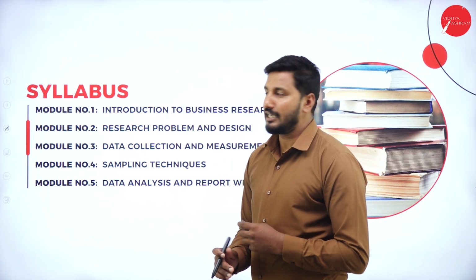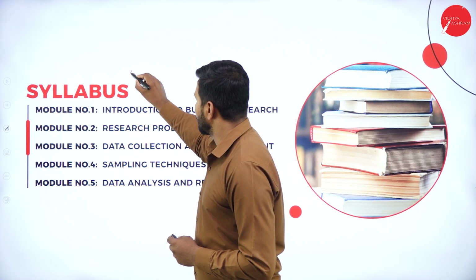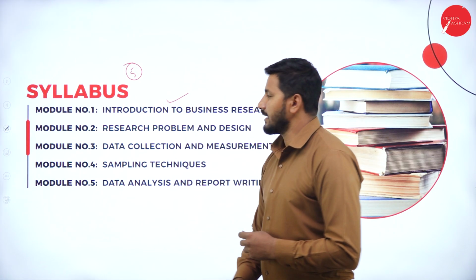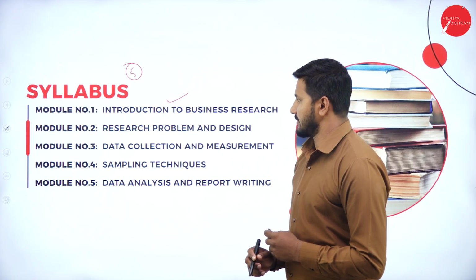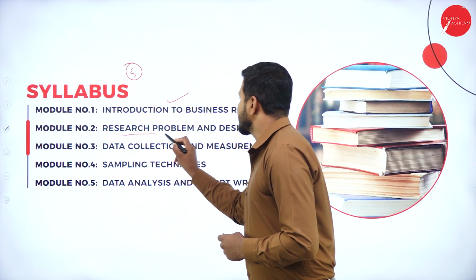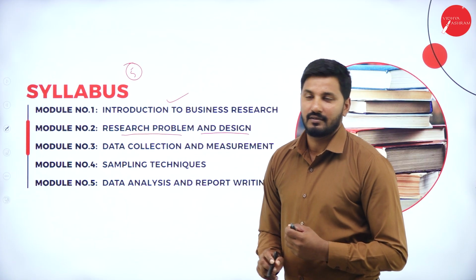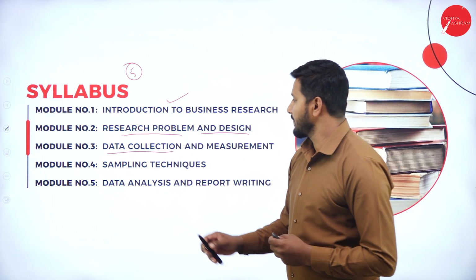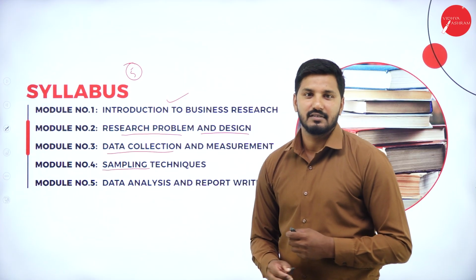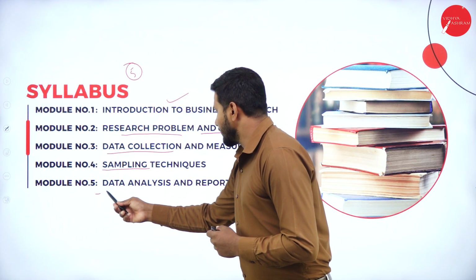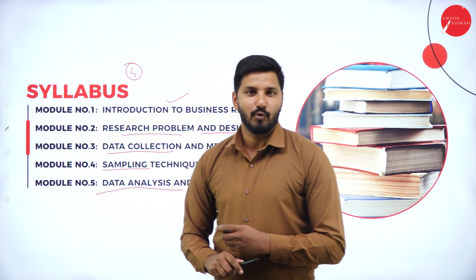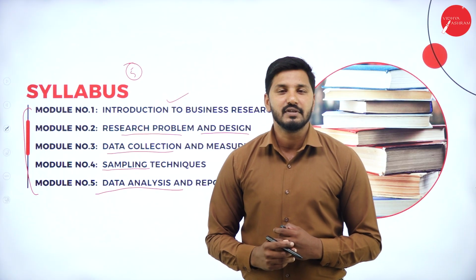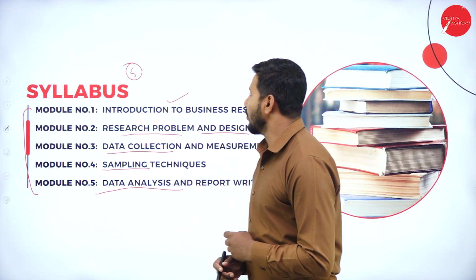Business Research Methods consists of a total of 5 modules. In these 5 modules, the first one is introduction to business research. The second one is research problem and design. The third one is data collection and measurement. The fourth one is sampling techniques. And module number 5 is data analysis and report writing. So these are all the 5 important modules included in business research methods. Let's go one by one.